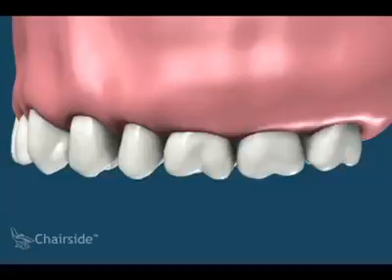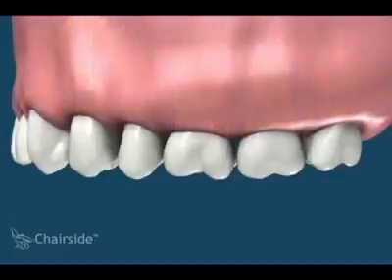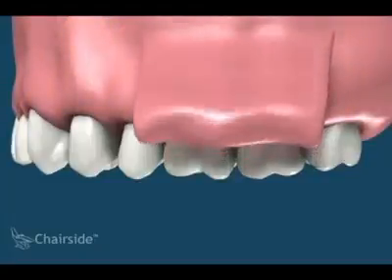A cavity may appear below the gum tissue and is often only revealed with X-rays. It is not possible to restore this cavity since the gums prevent access. A solution for this problem starts with the raising of a flap.